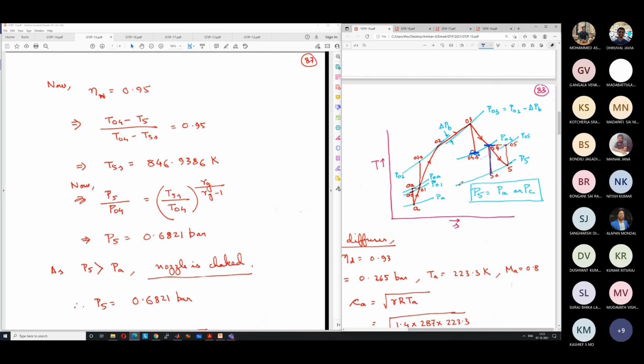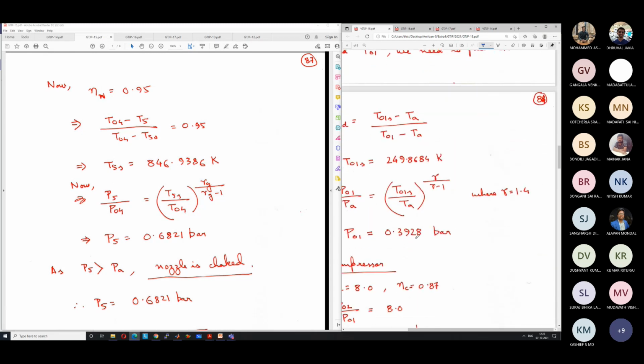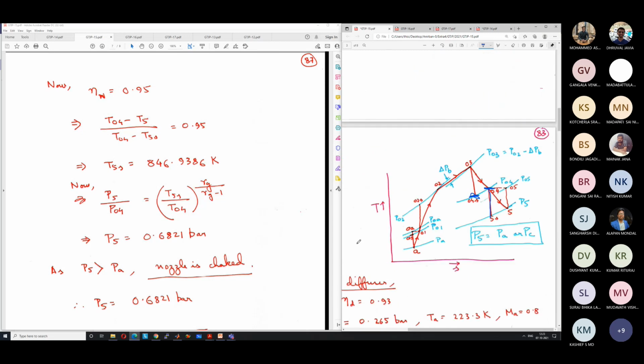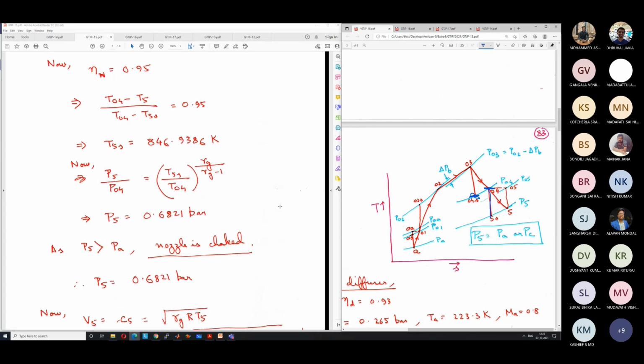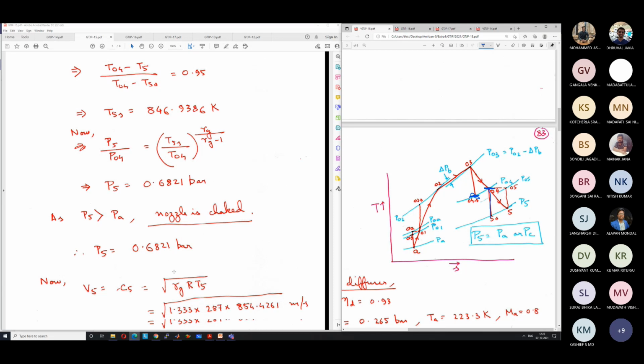So if it was PA, this line would be a continuation of this line. We do not know this, so that's why I have drawn it as a separate line. We have found that actually this line is higher than this PA line. Actually, this is even higher than this P01 line. If you remember, P01 is 0.3928 and our P5 is 0.6821. Anyway, it's a schematic diagram, so it's not up to scale. So our P5 is 0.6821 bar, and because the nozzle is choked, our assumption is correct.